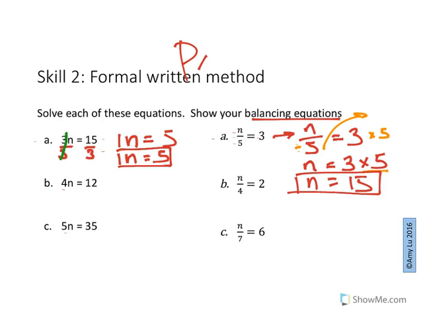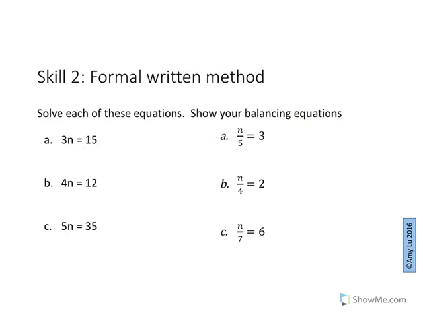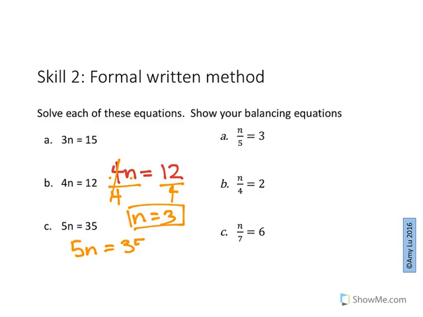So at this time, pause and see if you can complete the rest. So for B, you have 4n is equal to 12. I want to divide by the 4 on both sides, because the 4 is next to the variable. So that becomes n is equal to 3. In C, I have 5n equals 35. I want to divide by the 5 because it's next to the n. So n equals 7.